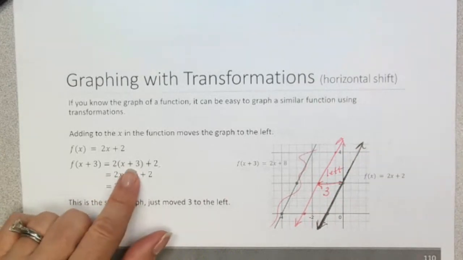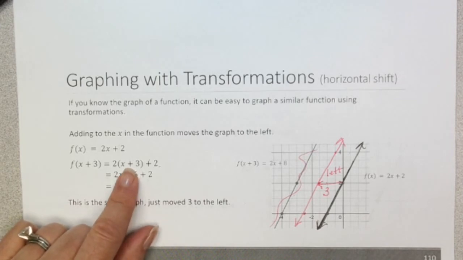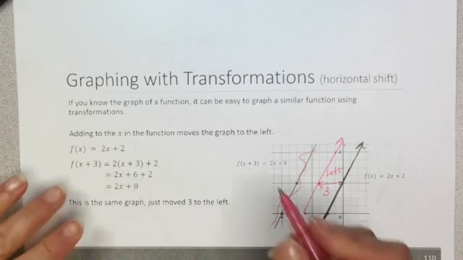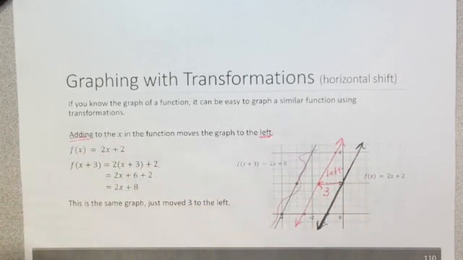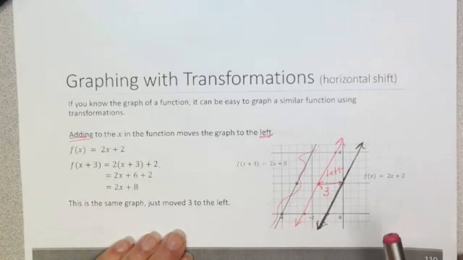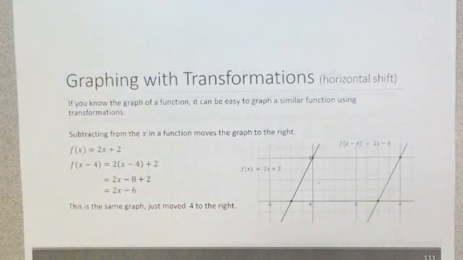So it's kind of weird, right? You're thinking, well, if I'm adding something to the x, I should be making x bigger. You tend to want to think that shifts the graph to the right. But these horizontal shifts are counterintuitive. Don't go with your intuition here. When we add to the x, we're shifting left. Likewise, if we subtract from the x, we're going to be shifting to the right. That makes sense, doesn't it?